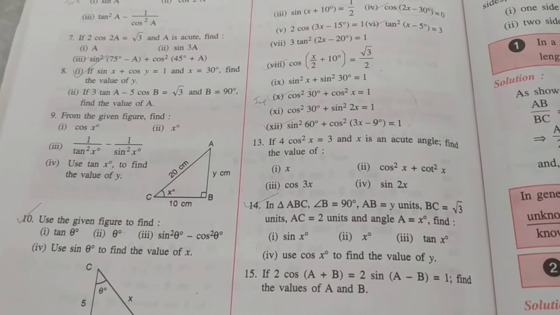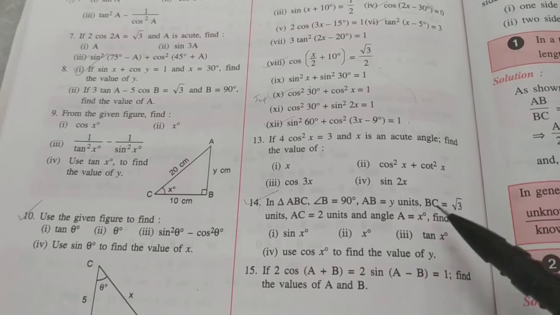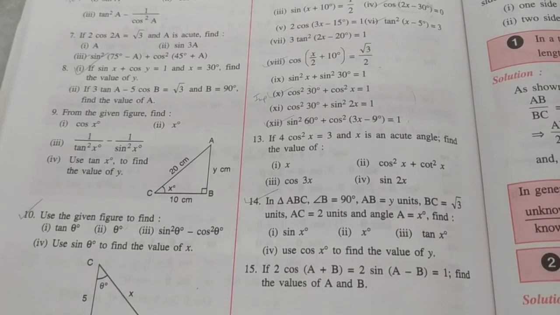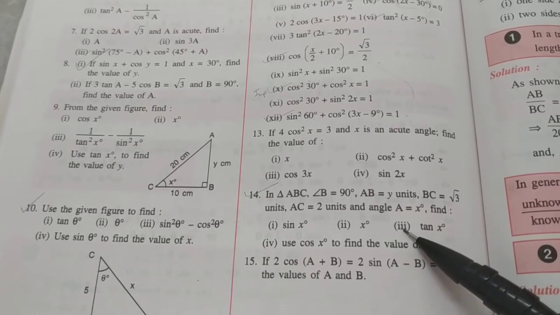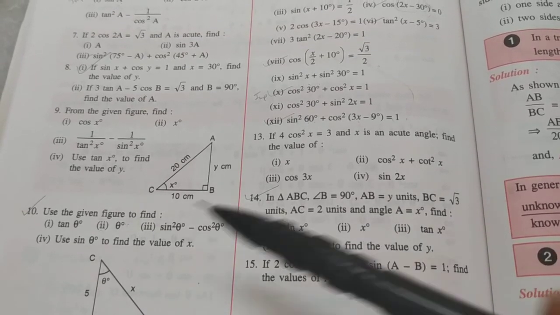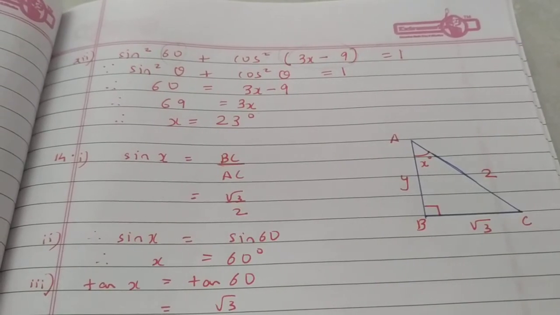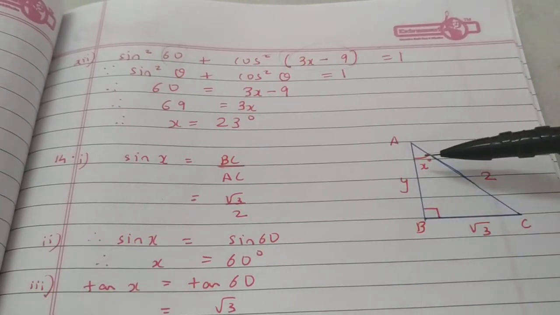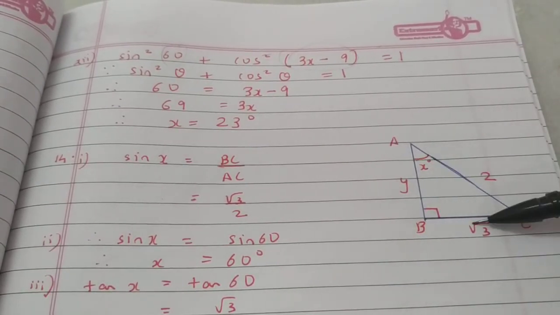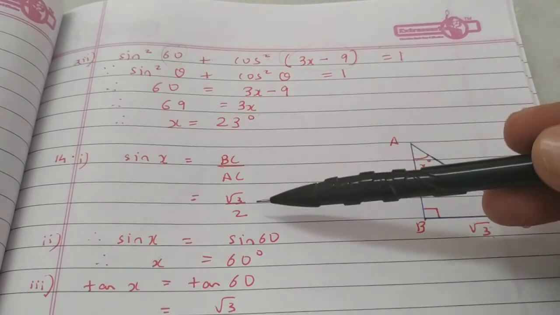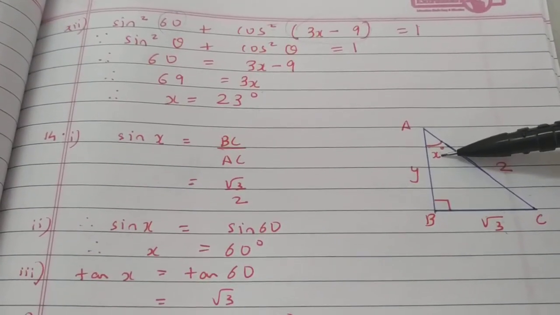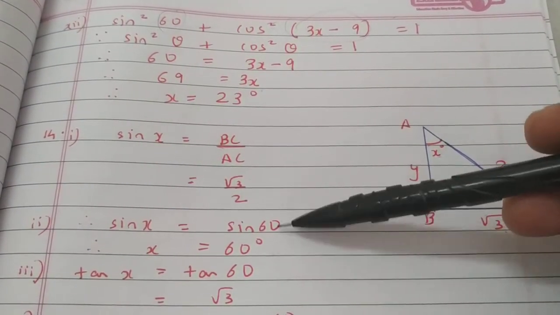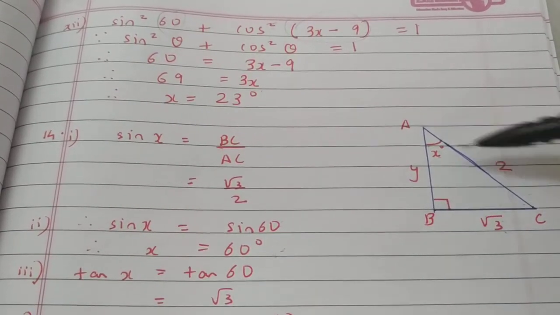And finally, let's solve the 14 sum. It will be better if we draw a diagram for this and then find all these values. So you will notice this is exactly like the 10th sum. So first they've asked us to find sine x, which is opposite upon hypotenuse. The values are given, so we can get the answer as root 3 upon 2. Using that, we can even find the value of x, which turns out to be 60 degrees on comparing. So it's like a 30, 60, 90 triangle.